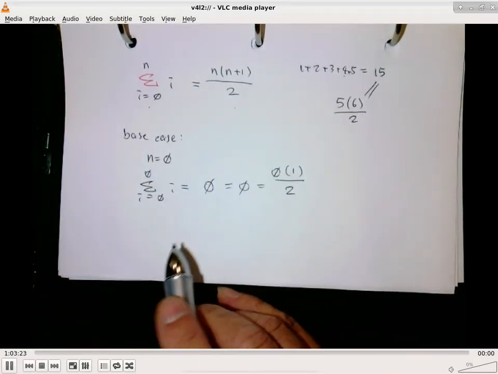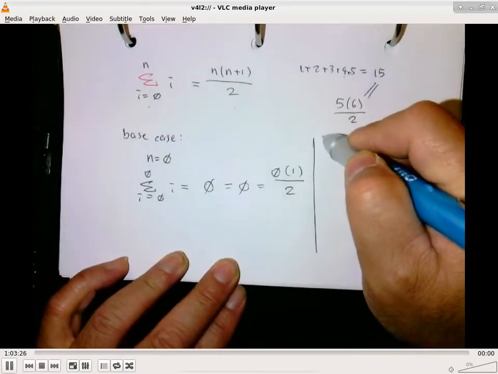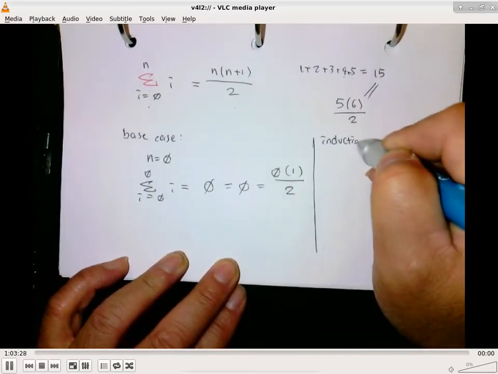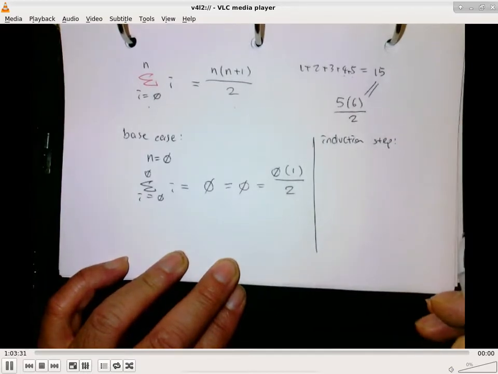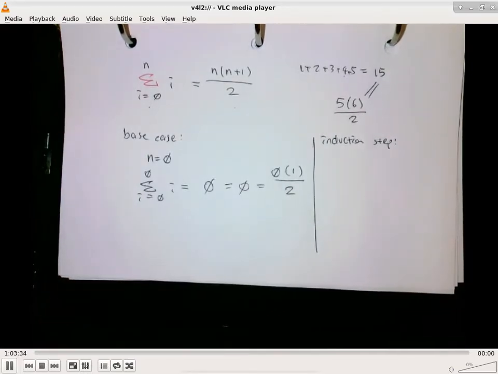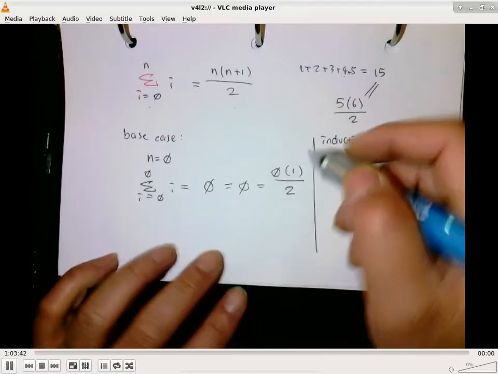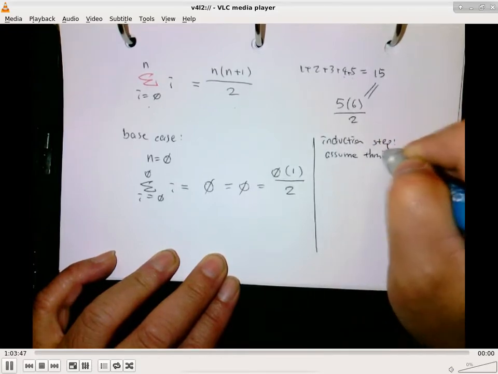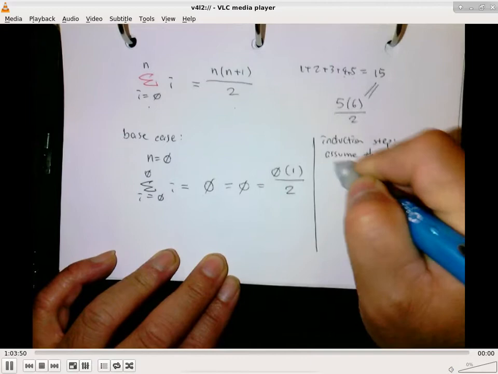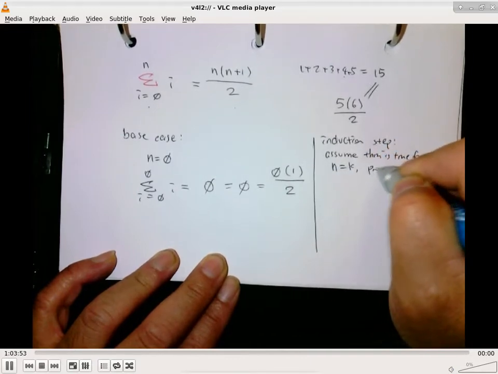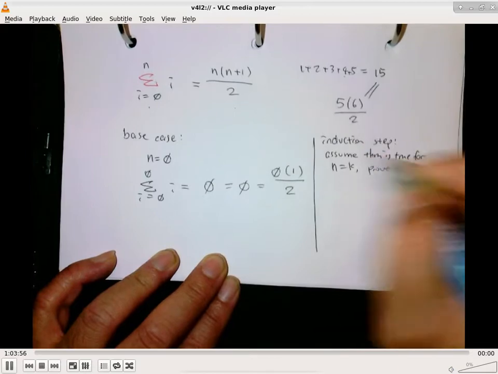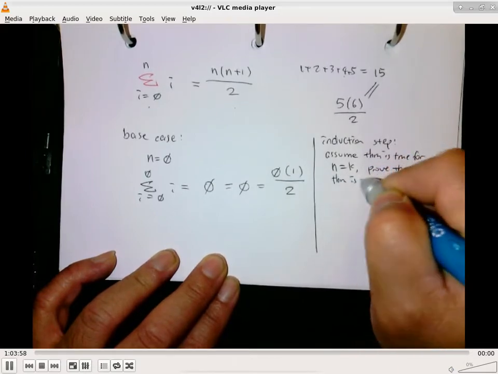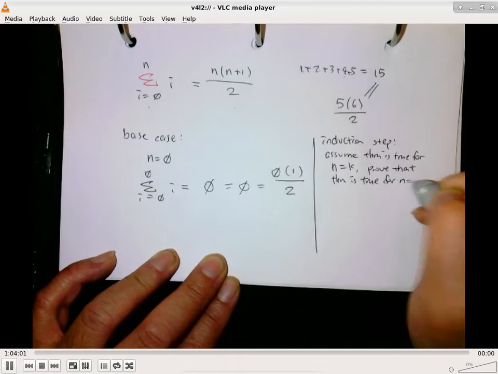Is that okay? So now you say, okay, what is the induction step? This is the induction step. The induction step says, in general, assume the theorem is true when n equals k. Prove that the theorem will also be true for when n equals k plus 1. So we'll say, assume the theorem is true for n equals k. Prove that the theorem is true for n equals k plus 1.